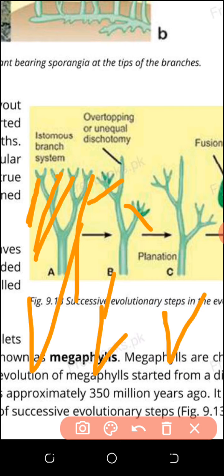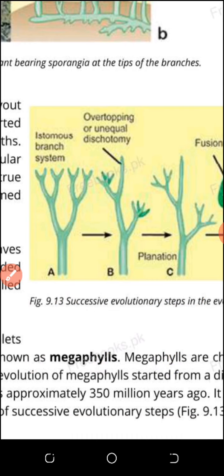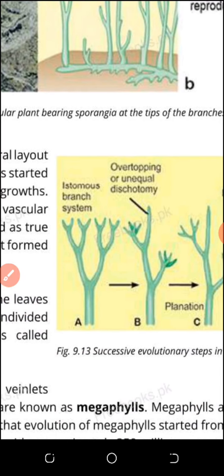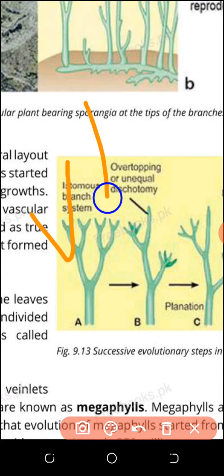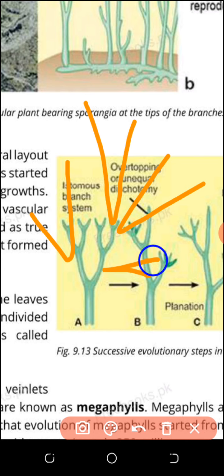So unequal dichotomy helps in formation of the leaf. How does it help in the formation of the leaf? Look here, I am making a leaf now. This is one dichotomy, this is another dichotomy, this is the third dichotomy, this is the fourth dichotomy. All are of unequal length.